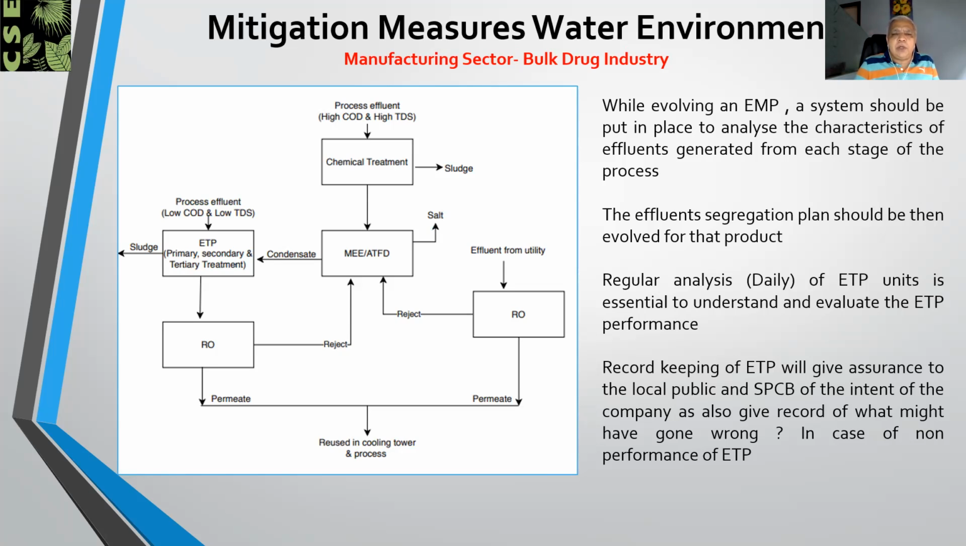70%, it is taken to the high COD, high TDS stream. And all the other effluents, the highly degradable effluents, are taken to the conventional ETP based on activated sludge process. So this is a typical, very simplified flow diagram for an ETP, which is based upon zero liquid discharge, where the effluents are segregated.